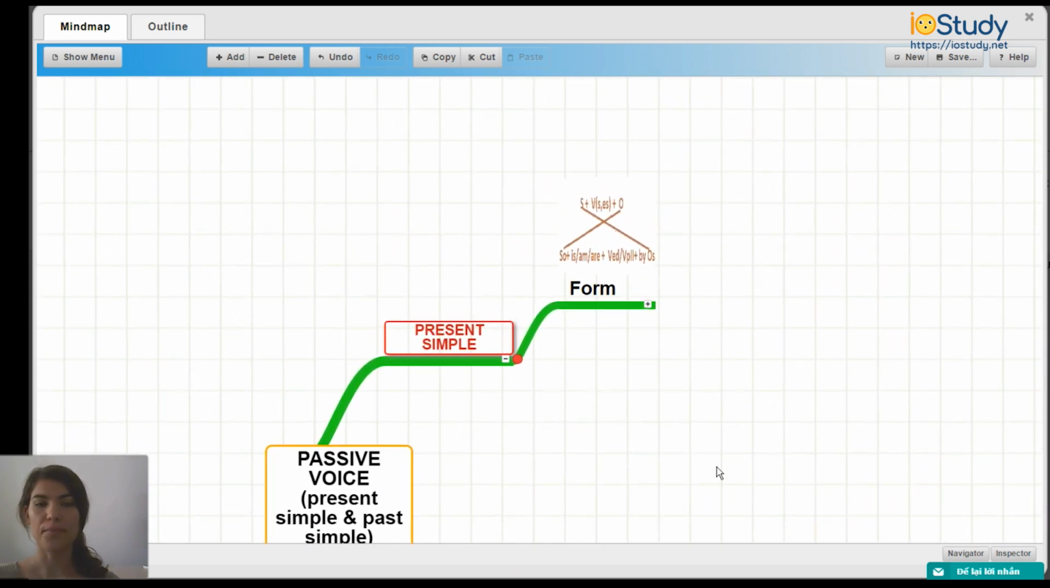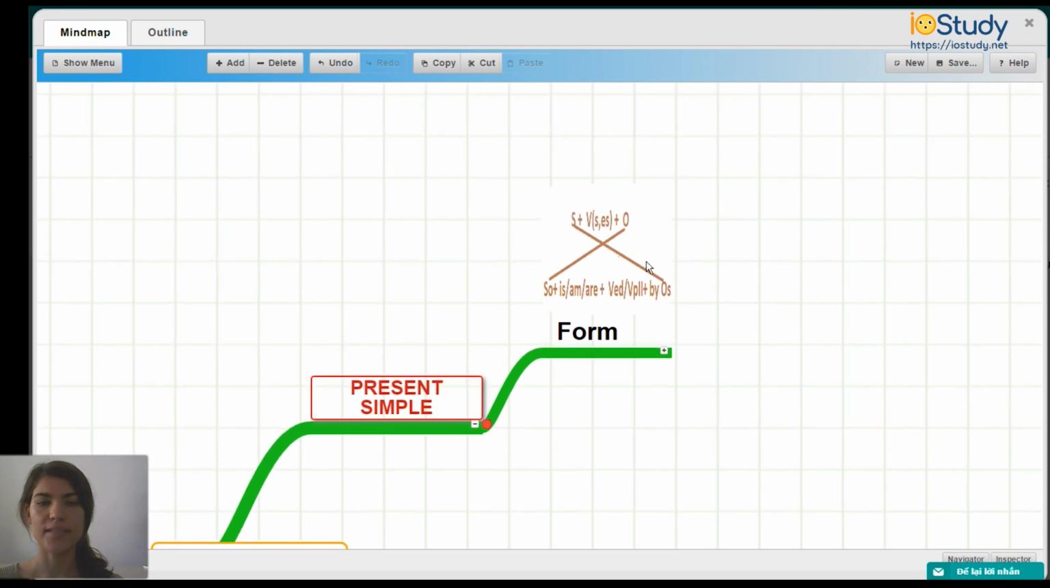So the form of the present simple is here. Subject plus verb with S or ES plus object. And that becomes subject plus is, am, or are plus verb ed or verb in the past participle plus by plus object. So the subject became the object and the object became the subject here.